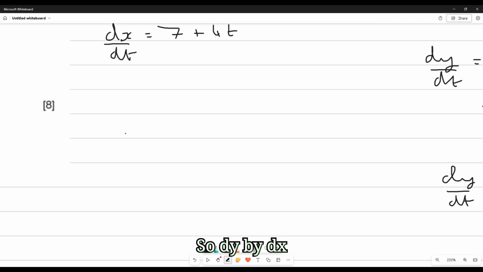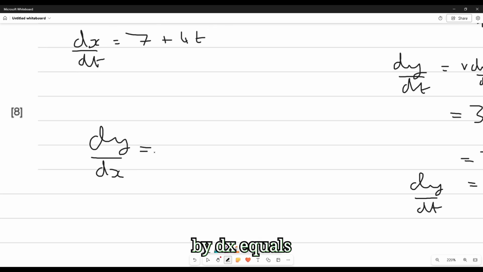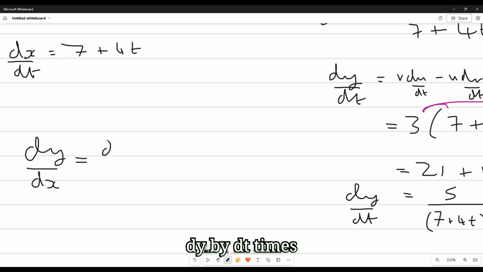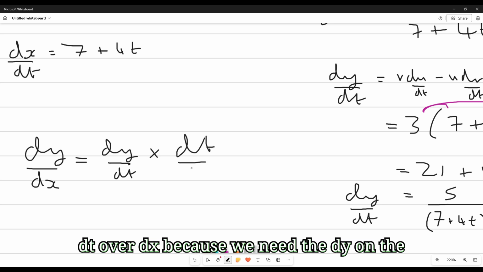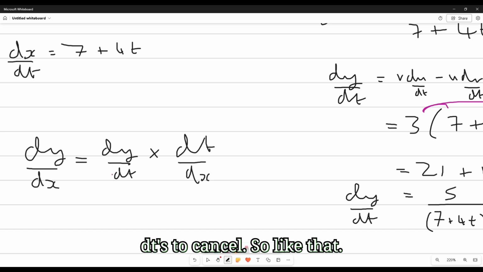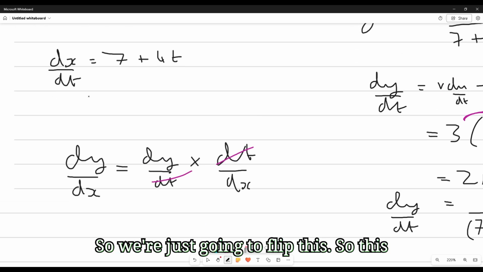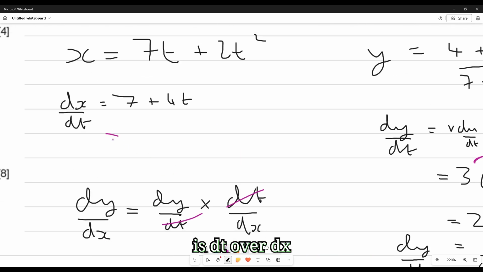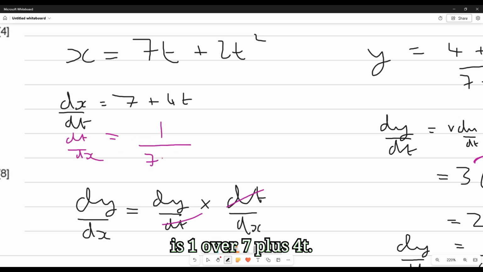So dy by dx equals dy by dt times dt over dx, because we need the dy on the top, dx on the bottom, and we need the dt's to cancel. So like that. So we're just going to flip this. So dt over dx is 1 over 7 plus 4t.